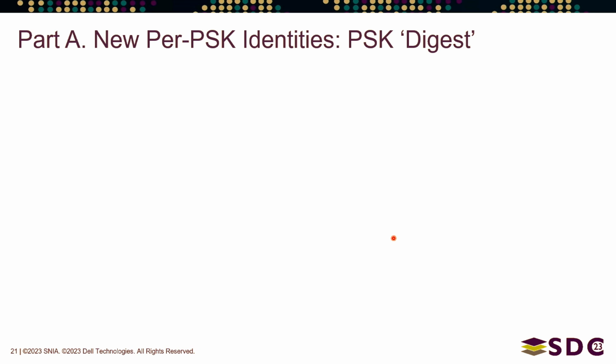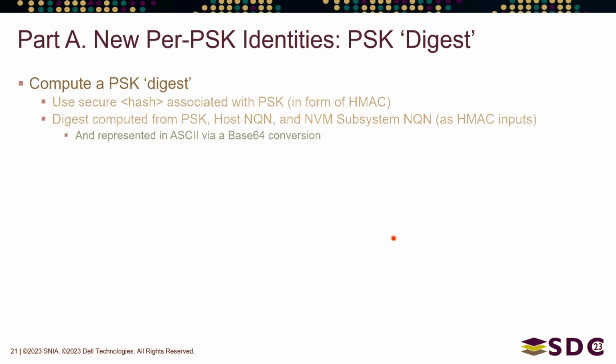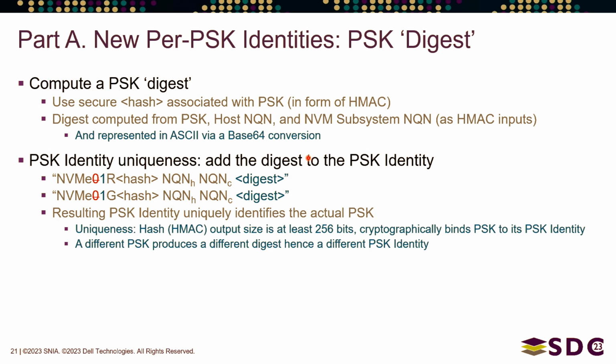So first piece, we defined the concept of a PSK digest. Whenever a PSK is generated by DHM matchup or even provisioned, we use a secure hash, the one associated with the PSK, to compute a digest. We take the PSK as the key of the HMAC function, and we compute a digest on the host NQN and the NVM subsystem NQN. And then we convert to ASCII via base 64 conversion. Now we get a unique digest which is associated to a specific PSK.